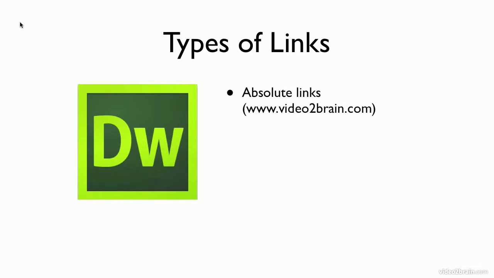We have absolute links, which is essentially a direct link to a web page. So, for example, www.videotobrain.com. Relative links, on the other hand, are a way of navigating to pages within your site. So, for example, even if my website is videotobrain.com, when I want to navigate to another file within my site, there's no need for me to go all the way back out to videotobrain.com. I can navigate within the site itself.